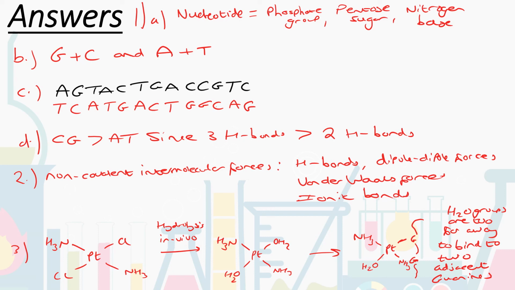Then we're asked which base pair is the most stable. It's remembering that C and G has 3 hydrogen bonds between them, whereas A and T only has 2. And so because we have 3 versus 2, the intermolecular forces are stronger for C and G than they are for A and T pairs.